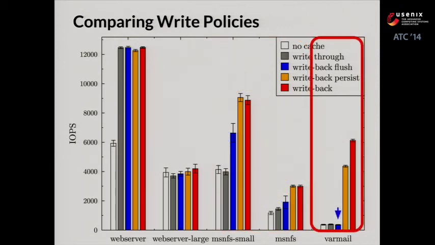For the sync-intensive varmail workload, writeback flush performs no better than write through because there are very few write operations between syncs and it syncs frequently. The persist policy performs significantly better because dirty data can be cached on the SSD across syncs, and the mapping can be persisted efficiently.